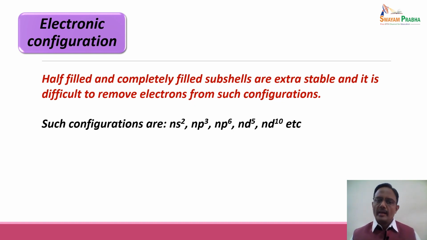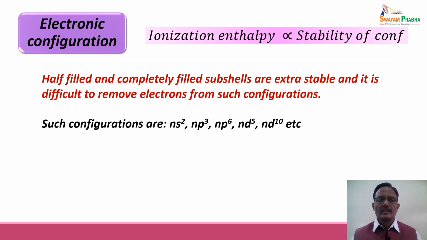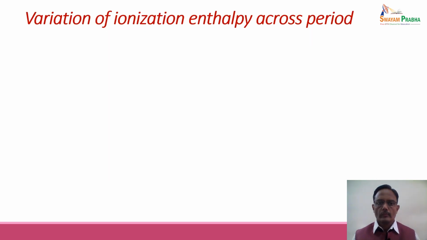Such configurations are ns2, np3, np6, nd5, nd10. If we see this, ns2 is completely filled, np3 is a half filled configuration, np6 is a completely filled subshell, nd5 is a half filled subshell, and nd10 is again a completely filled subshell. So if such configurations are present, they are extra stable, and as a result the ionization enthalpy of such configurations is higher. We can say that ionization enthalpy is directly proportional to stability of the configuration.